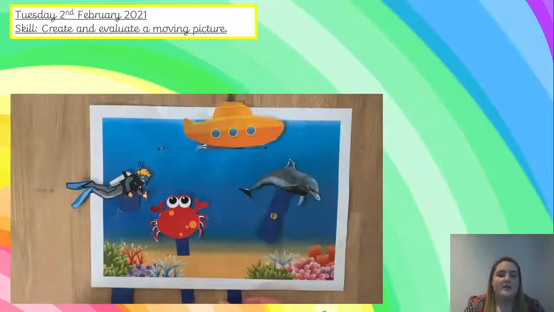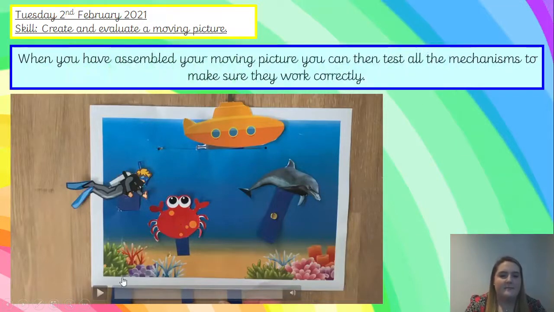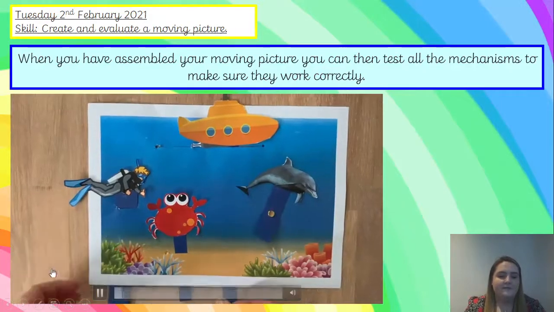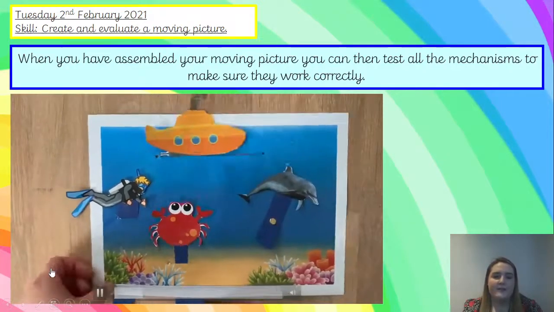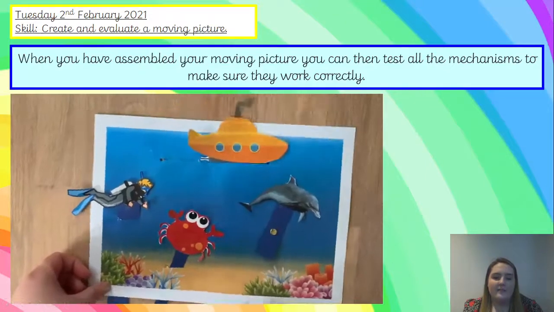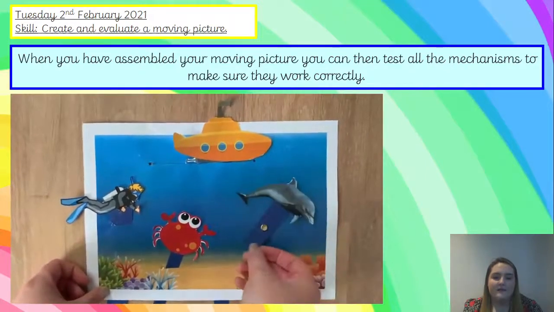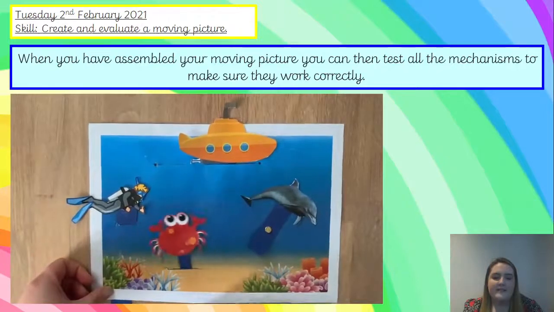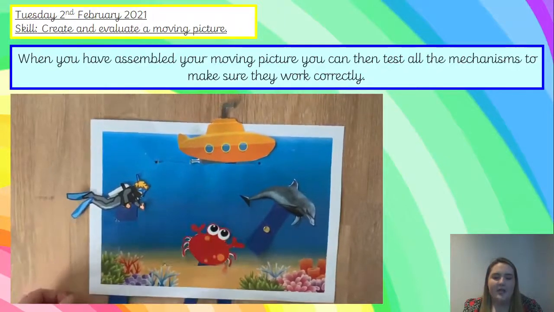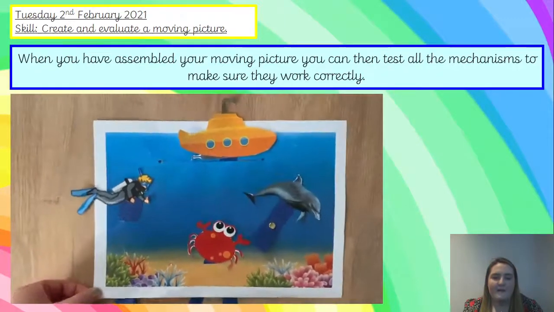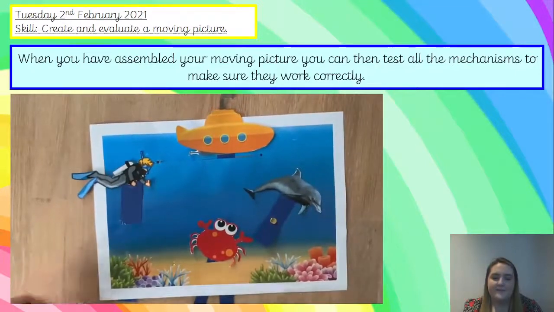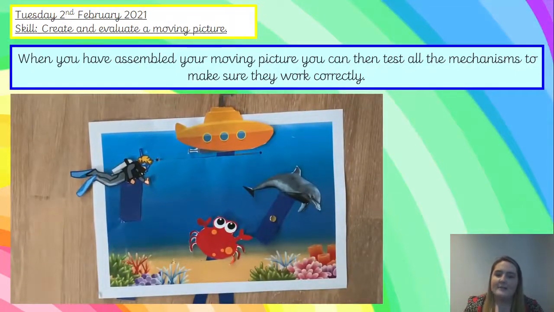So here is a video then of my moving picture completed using those previous steps. So I've got my slider there, my submarine on the side to side slider, my lever, another side to side slider, and then I've got my slider that goes up and down for my scuba diver. Okay, and that's my final moving picture.